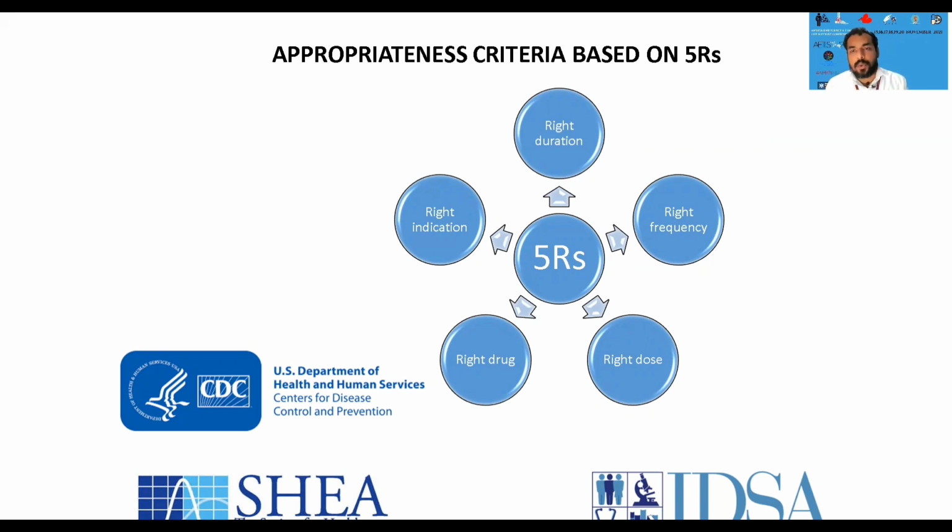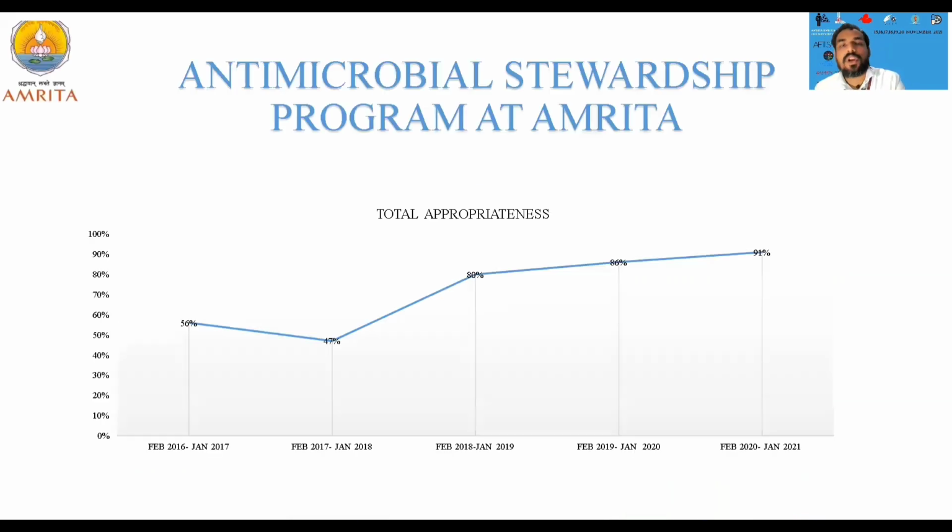That is the right duration, whether the antibiotic is prescribed for the right indication, in the right frequency, the right dose, and is it the right drug. So these 5Rs, we started monitoring in our stewardship meeting, and based on the inappropriateness which we saw, we started giving feedback to the clinicians. And it was a polite feedback, a written feedback, and we used to tell them that because of this and this reason, this antibiotic is not justified.